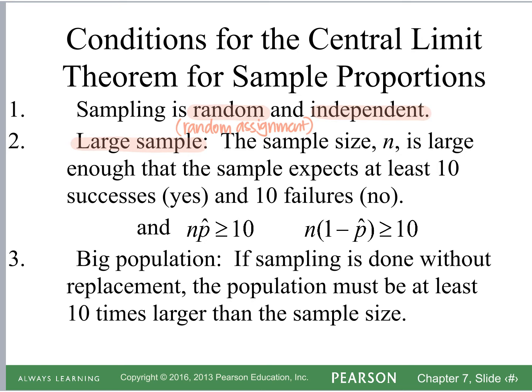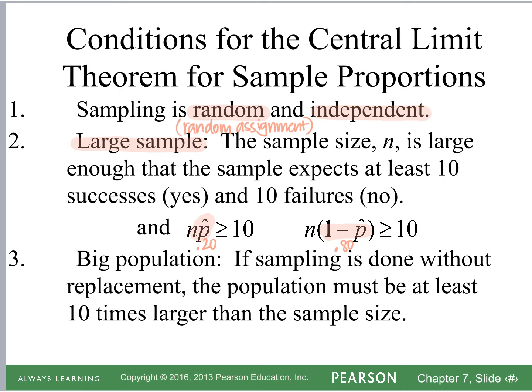So if, for example, p hat was, I don't know, 20%, 0.20, then we know its complement, the 1 minus p hat, would be 0.80. So for both of those sides, we need the count to be greater than or equal to 10.